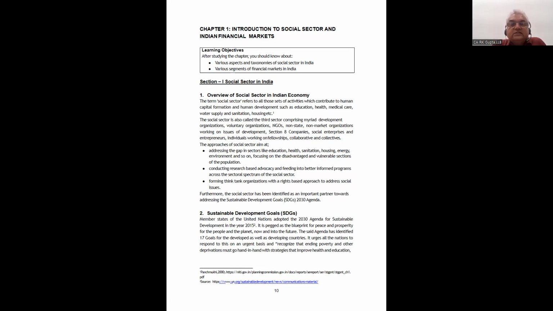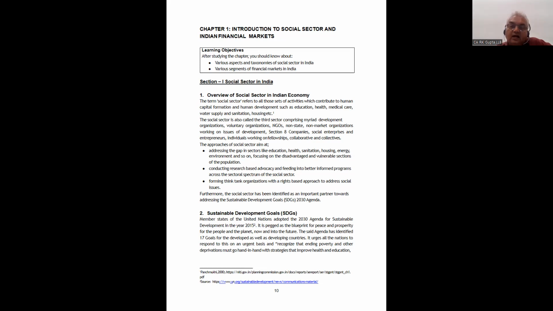So the approach of social sector aims at addressing the gaps in sectors like education, health, sanitation, housing, energy, environment, and so on, focusing on the disadvantaged and vulnerable sections of the population. These social sector organizations are working in sectors which are primary for human development and human capital formation. They will not give you money, but they will provide you the education through which you can earn your livelihood. They will provide you clean water, sanitation, health facilities, housing, energy, environment, focusing on the disadvantaged and vulnerable sections of the population.